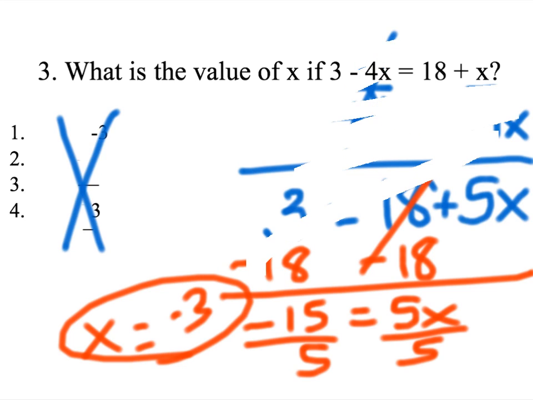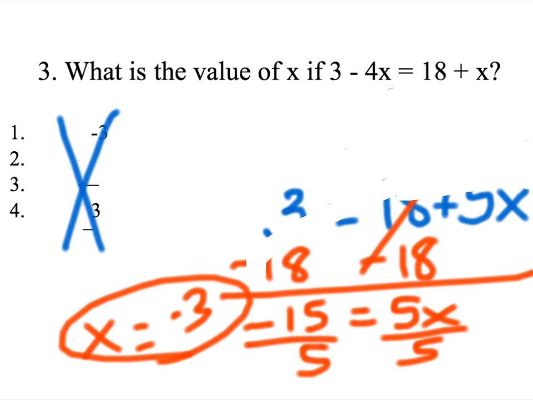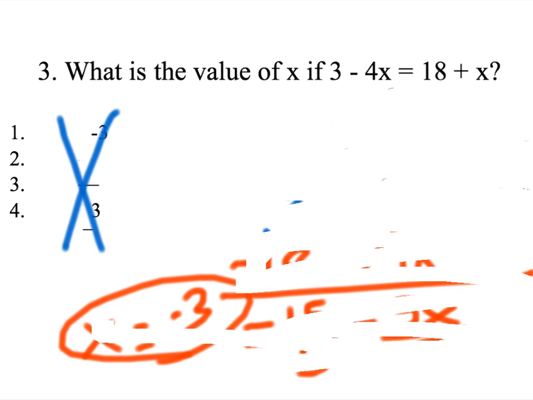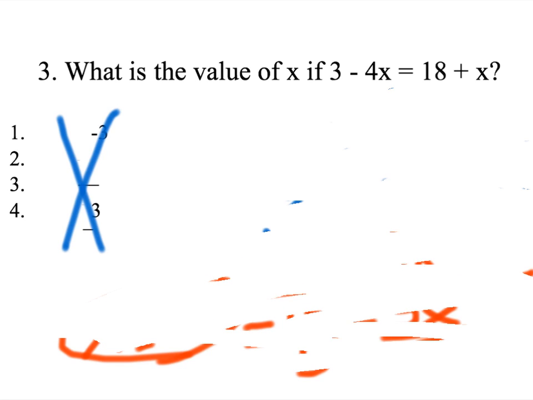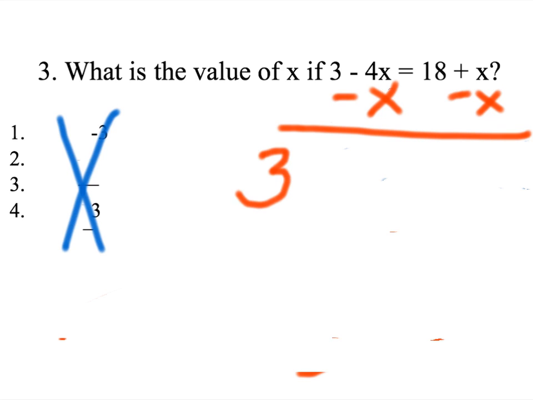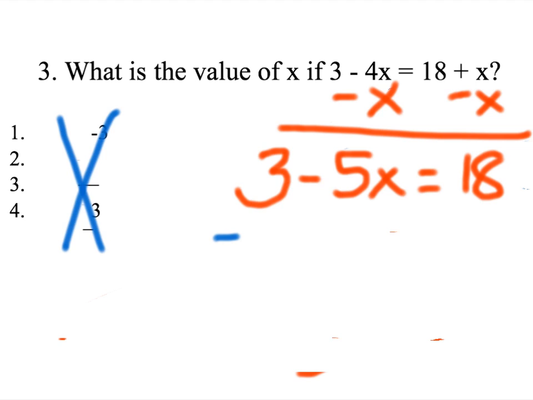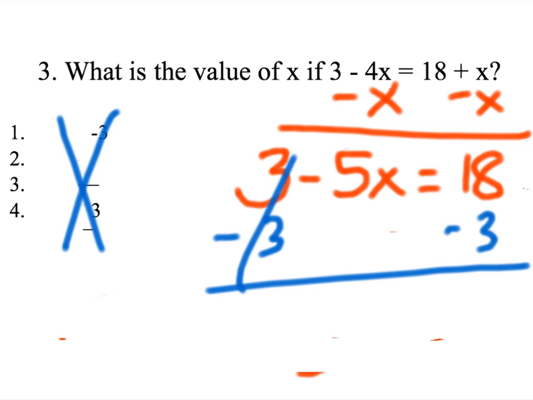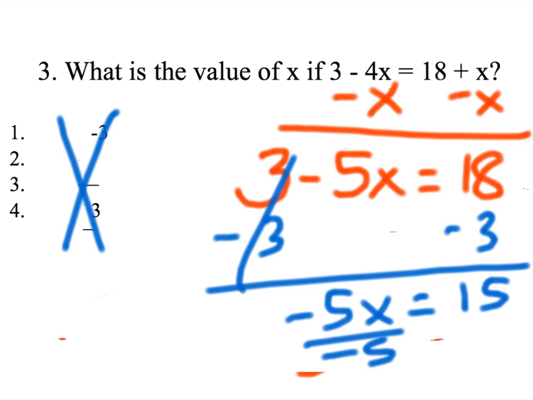Just in case, I want to show you what would happen if you actually moved the other x to the other side, just in case you mistakenly couldn't tell which one was smaller initially. So let's go ahead and redo the problem, but this time moving the other one. If you had subtracted x from both sides, you would have gotten 3 minus 5x equals 18. Now, once again, you're at a two-step equation. Subtract 3 from both sides. You get negative 5x equals 15. Divide both sides by negative 5.